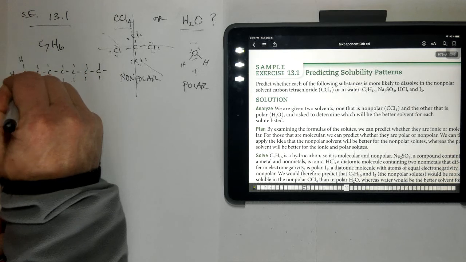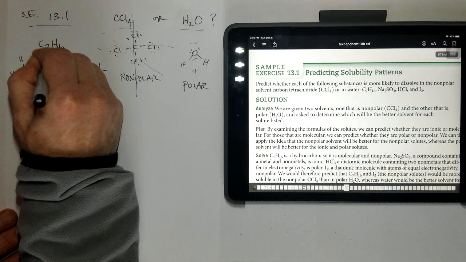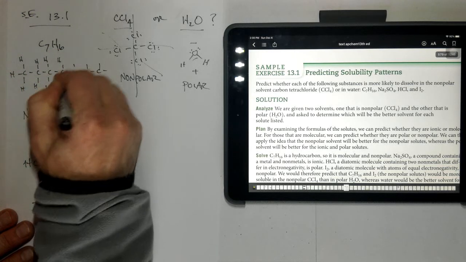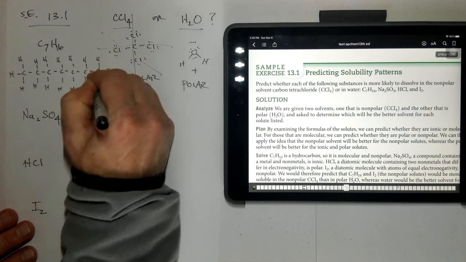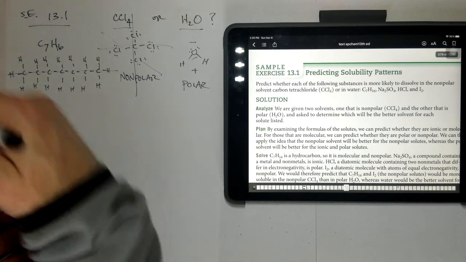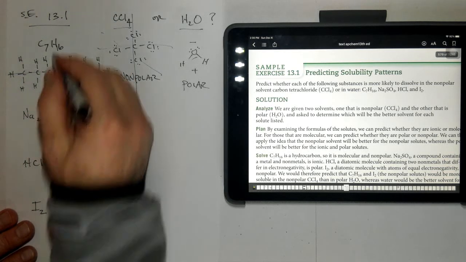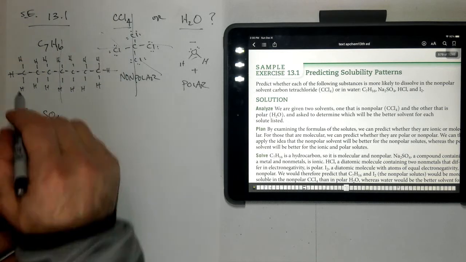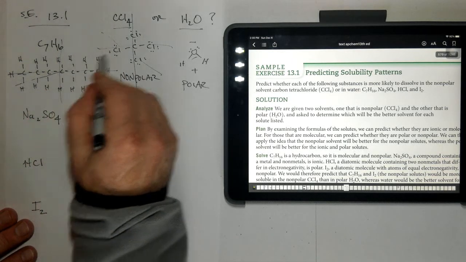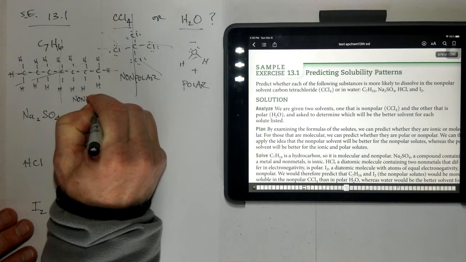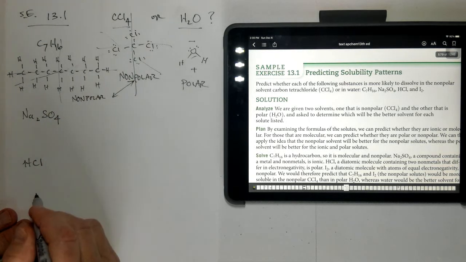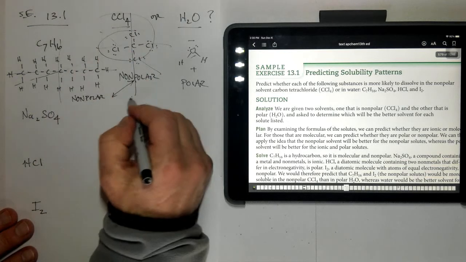And if you look at it in the big scheme of things, we have lots and lots of very normal repeating patterns. Slice it in half, it's the same on both sides. Slice it in half, same. So this one is nonpolar. And so a nonpolar substance would dissolve in a nonpolar substance, so this one would dissolve best in CCl4.